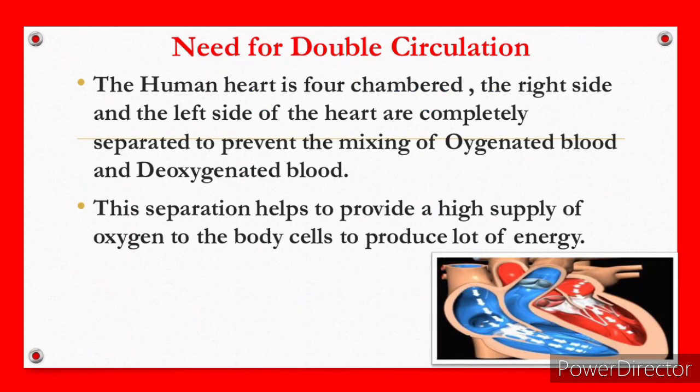And why is there a need for double circulation? The human heart is four-chambered. The right side and the left side of the heart are completely separated to prevent the mixing of oxygenated blood and deoxygenated blood. This separation helps to provide a high supply of oxygen to the body cells to produce a lot of energy.